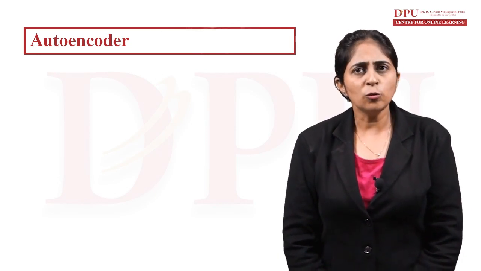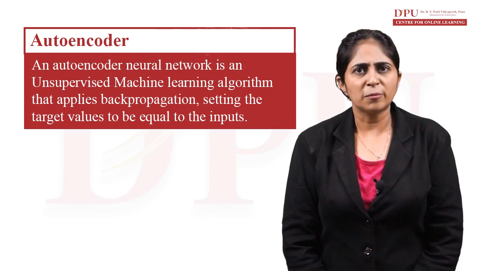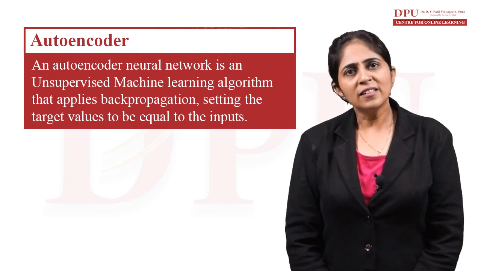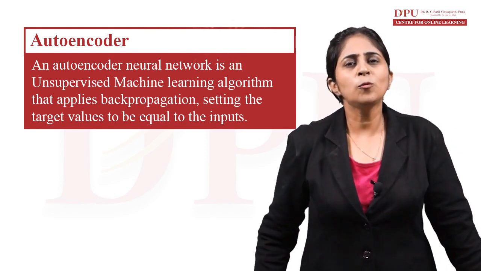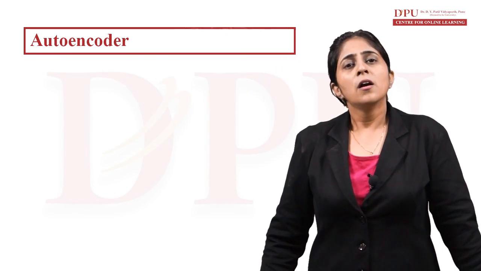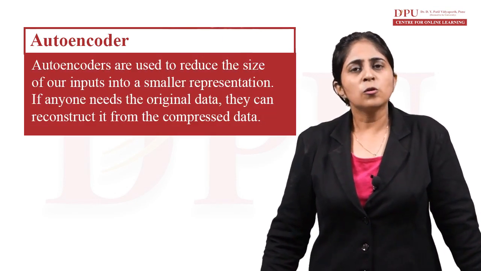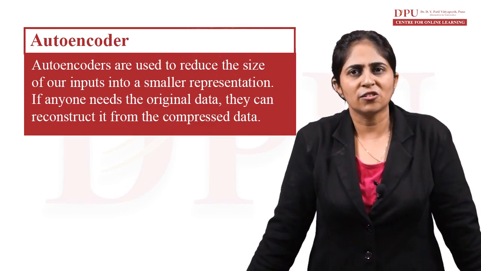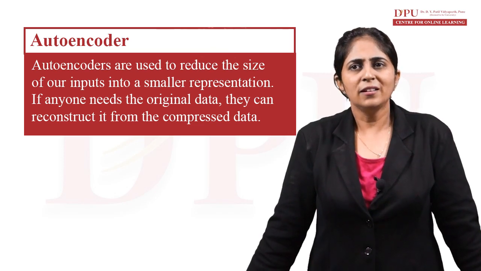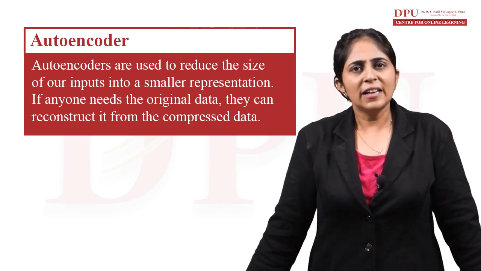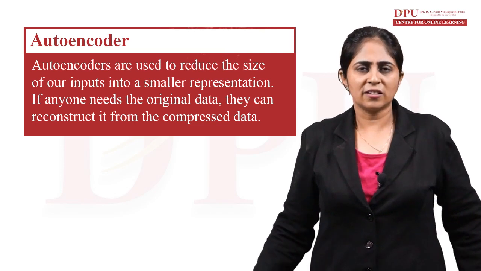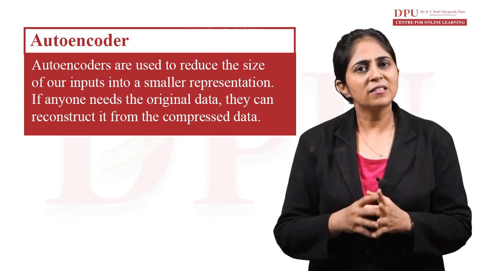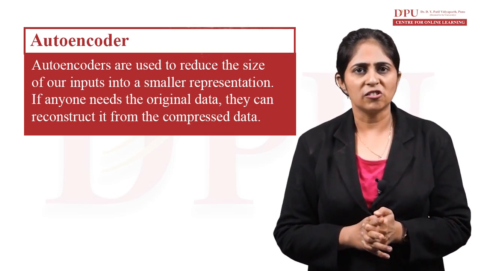An autoencoder neural network is an unsupervised machine learning algorithm that applies backpropagation, setting the target values to be equal to the inputs. Autoencoders are used to reduce the size of our input into a smaller representation. If anyone needs the original data, they can reconstruct it from the compressed data. That means we are basically trying to compress the data into a smaller representation.